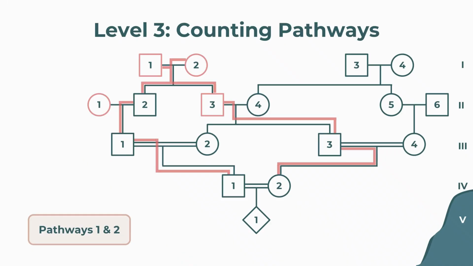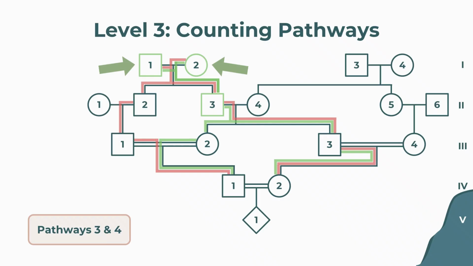Our first pathway passes through person 1 in the third generation until it reaches person 1 in the first generation and loops back down. We have another path just like this, but passing through person 2 in the first generation. The next pair similarly reach person 1 and 2 in the first generation. However, this time they pass through person 3 in the second generation and loop back down, passing the same individual.